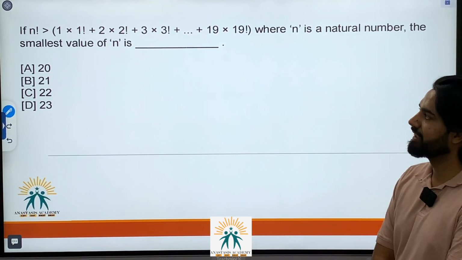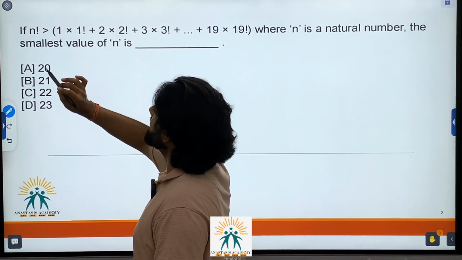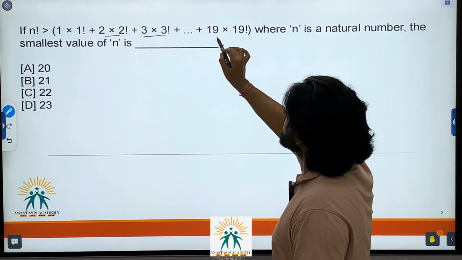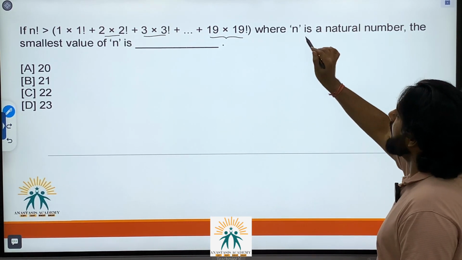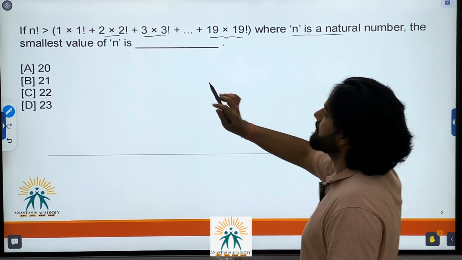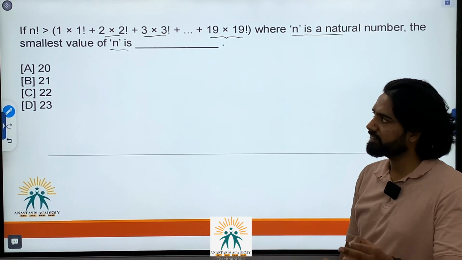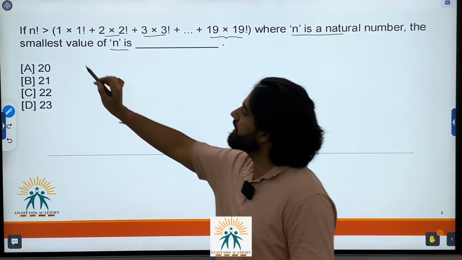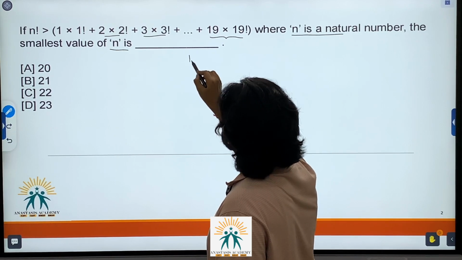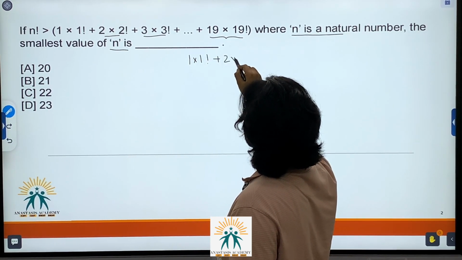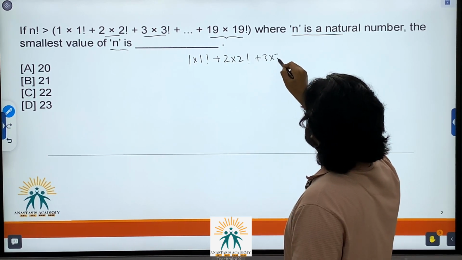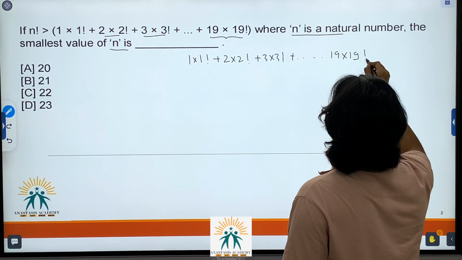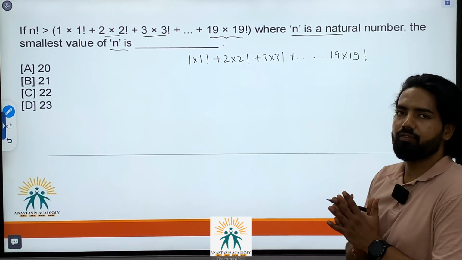Let's solve this question. If n factorial is greater than 1 into 1 factorial, plus 2 into 2 factorial, plus 3 into 3 factorial, and so on up till 19 into 19 factorial, where n is a natural number, the smallest value of n is. I have to comment on the smallest value of n such that n factorial is greater than this sum, and this sum is 1 into 1 factorial plus 2 into 2 factorial, plus 3 into 3 factorial, plus up to 19 into 19 factorial. Now listen carefully.